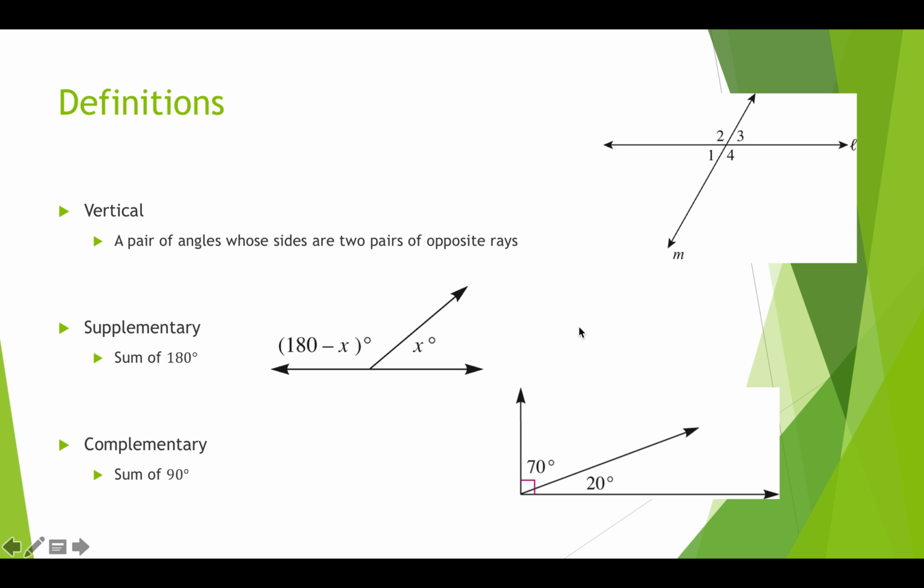Complementary angles are a pair of angles whose sum is 90 degrees. For instance, 20 and 70. I remember complementary and supplementary because complementary starts with C, that comes before S, and 90 comes before 180.